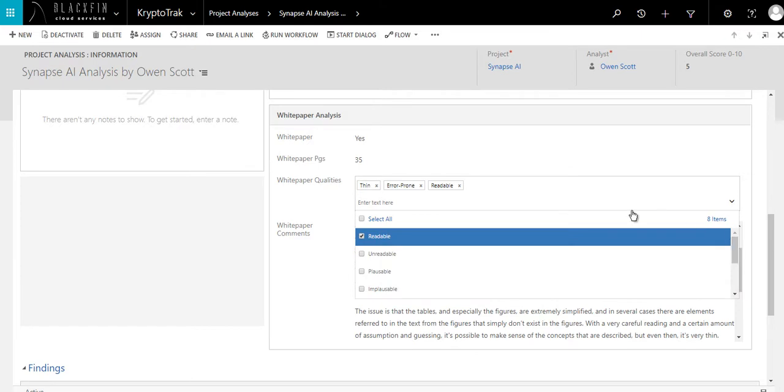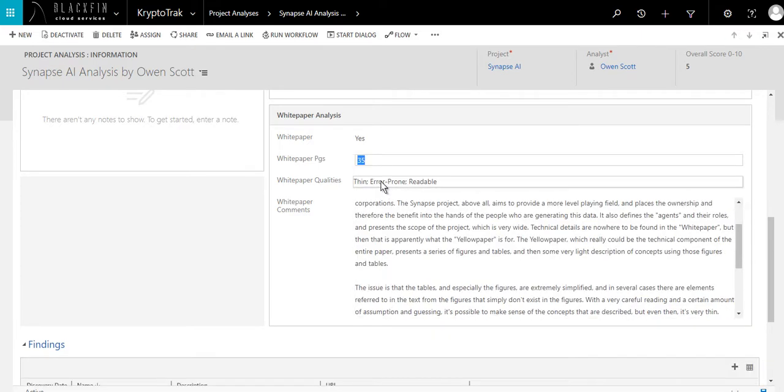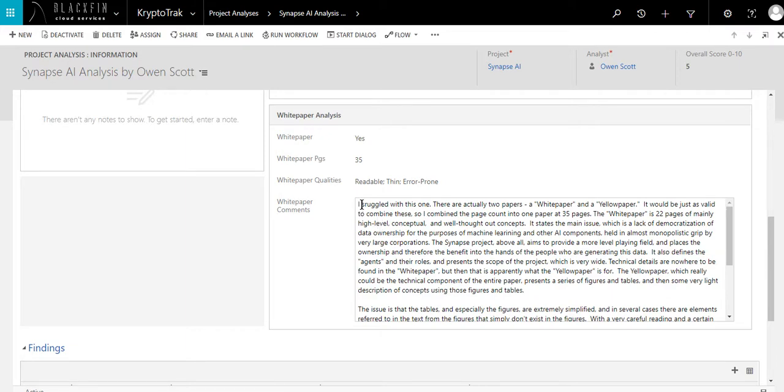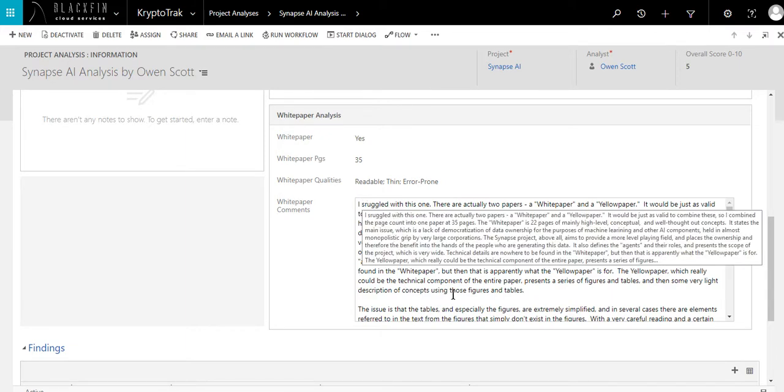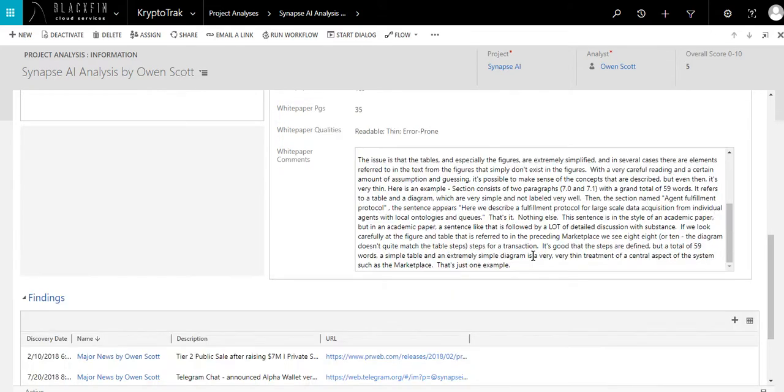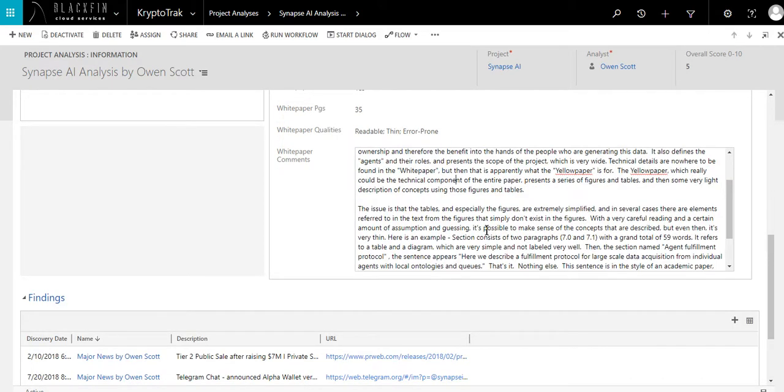But you can see what you can do here. That of course allows you to do searches like show me all the ones that are thin and readable, or thin or robust and readable, or whatever. So here's a detailed analysis. I don't have time to go too far into this. I will just say that you've got your white paper and your yellow paper. The white paper is kind of high level. The yellow paper is much more technical. Okay, and so lots of information here.